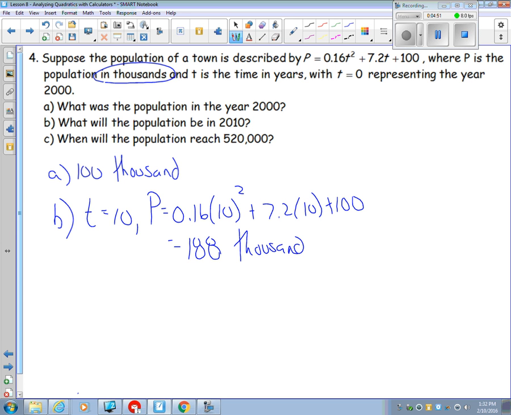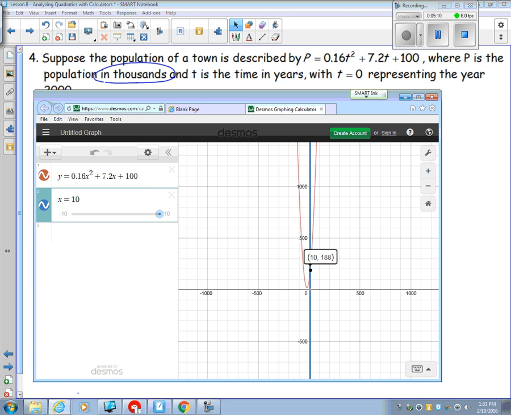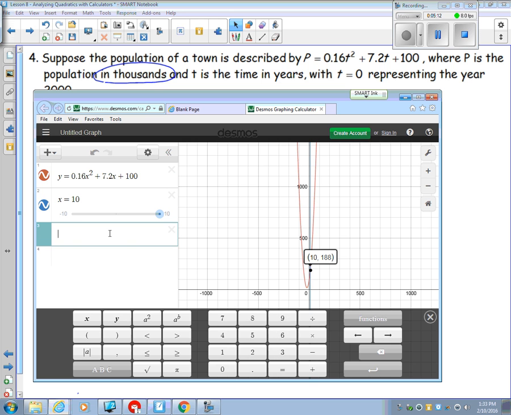All right, when will the population reach 520,000? So we know the P value, we want to find the T value. Okay, so I know the y, if you will, so I'm going to put in an equation for y. I want to know when I hit 520,000. Well, if I put in 520,000, I got a problem because my question's in thousands. So my y value isn't 520,000, it's actually just 520, right? Because that represents thousands.